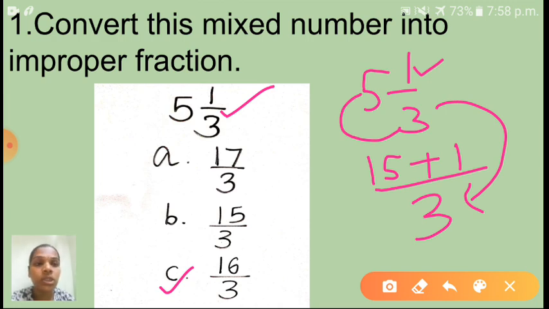Shall I go to the next one now? So convert this mixed number. What do we have to do? We have to multiply the whole part and the denominator, plus the numerator, upon the denominator. I hope you understood this one. Shall I go to the next one?